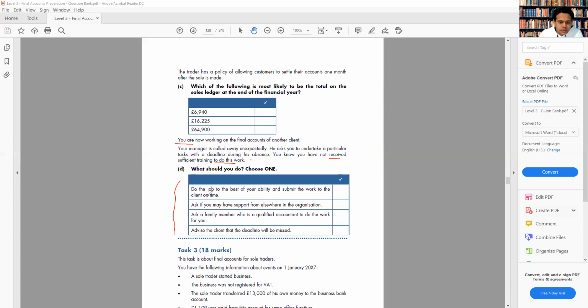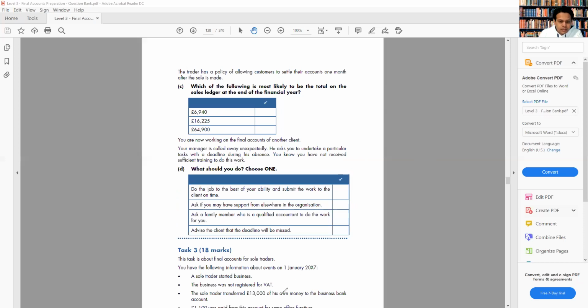So it says, do the job to the best of your ability. Ask if you may have support from somewhere else in the organization. Ask your family member who is qualified to do the work for you. Advise the client the deadline will be missed. So which one do we think? Because I don't have enough experience to do it, of course, I will look for support, but remember, not from outside. I will not ask someone from the family. I'll ask someone from the organization. I said that one.